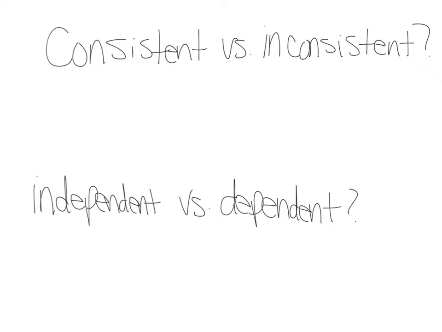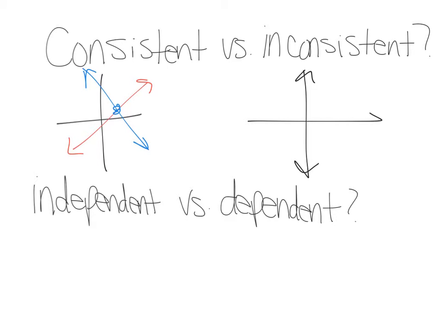Okay, so next we're going to talk about the difference between consistent and inconsistent, and independent and dependent. So for a system of equations, the lines are consistent if they cross. So if they are touching at one point, or if they are touching at infinitely many points. So for example, if I have one line going this way, and a second line going this way, they intersect at one point, this is consistent. Consistent means that they intersect at least one point. So another example of consistent is if they intersect at all points, infinitely many points, if they coincide.